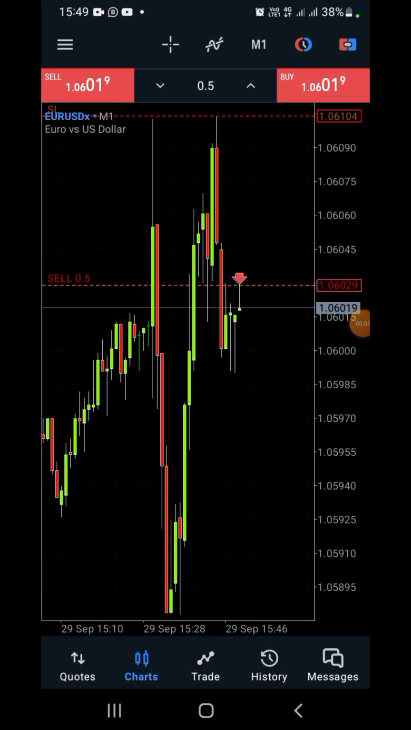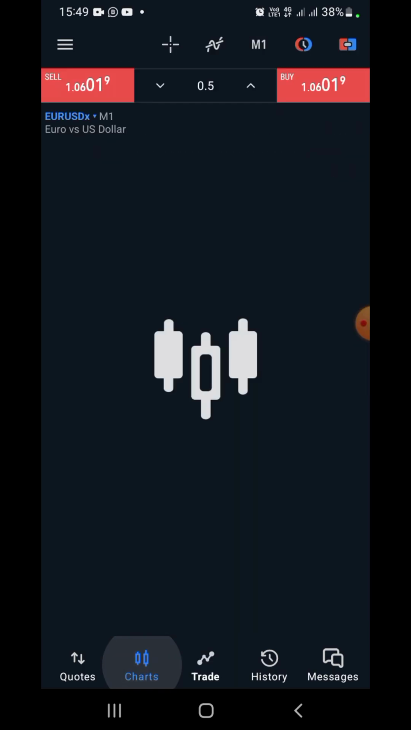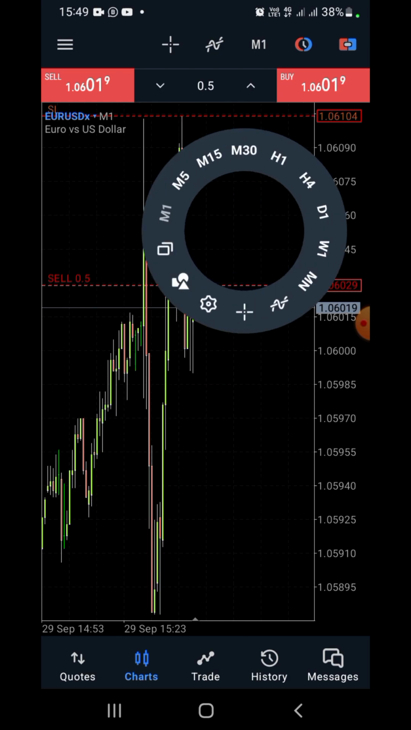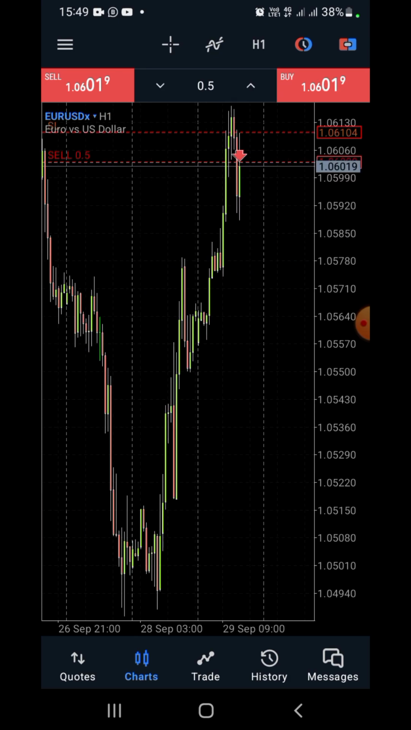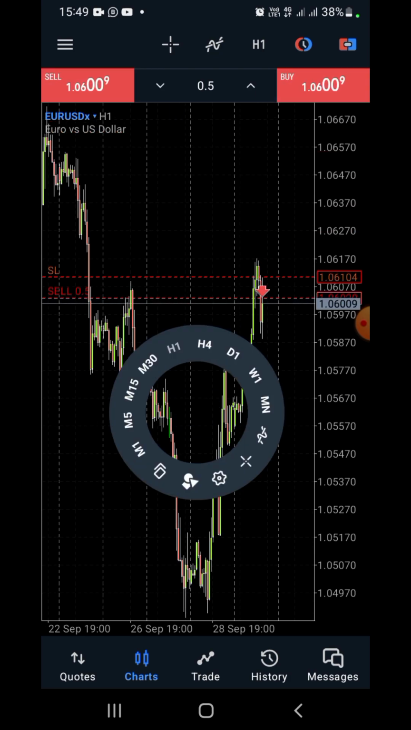So this is the trade that I took. I took the trade here. This is the first trade of the account, and I took it based on the fair value gap on the 1 minute time frame in EURUSD after obviously mirrored liquidity.